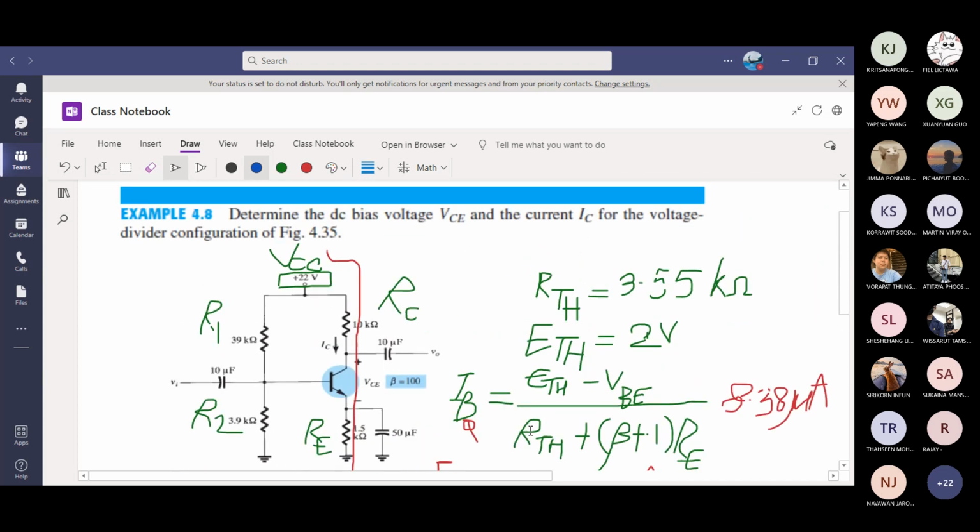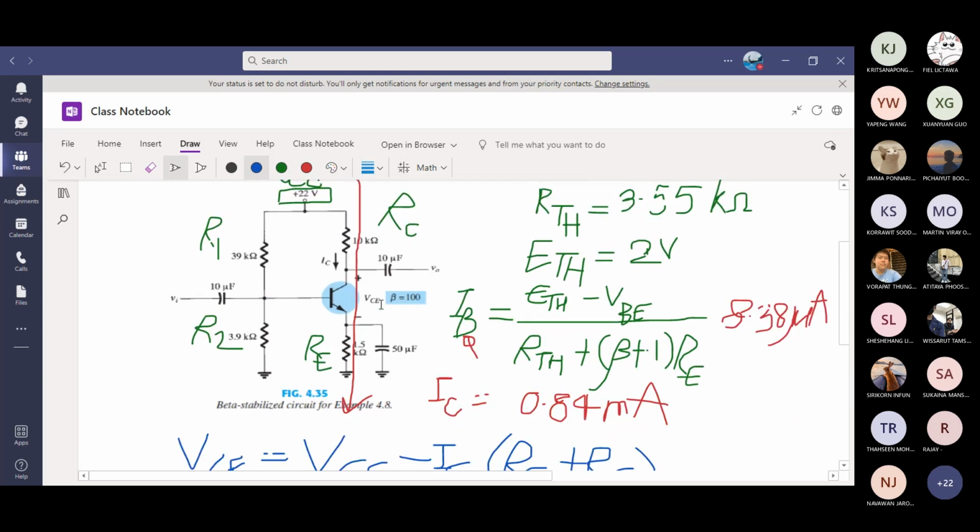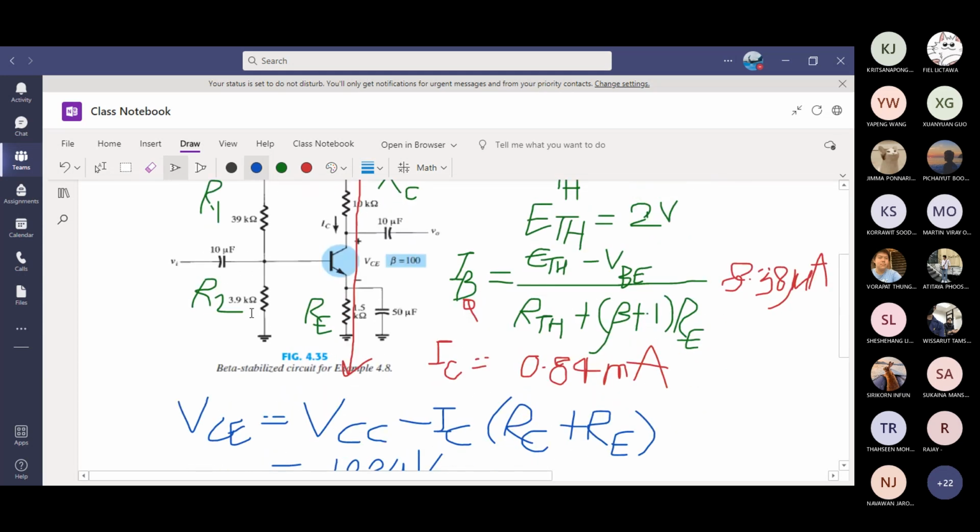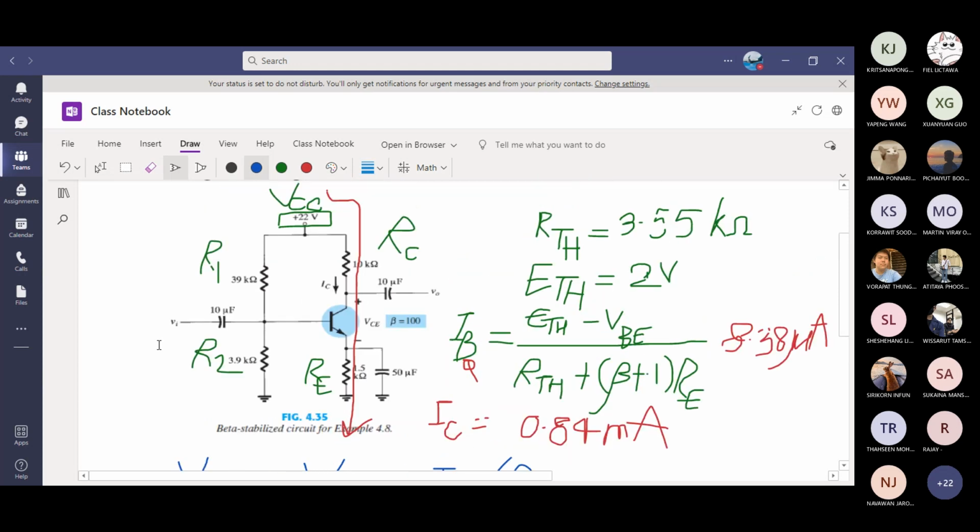This is the exact analysis. If you found the question is asking approximate, you can do approximate, otherwise not. If you try to do approximate analysis with this circuit, you're going to get values which are totally wrong, because the condition beta RE is not greater than 10 R2. You cannot find that.